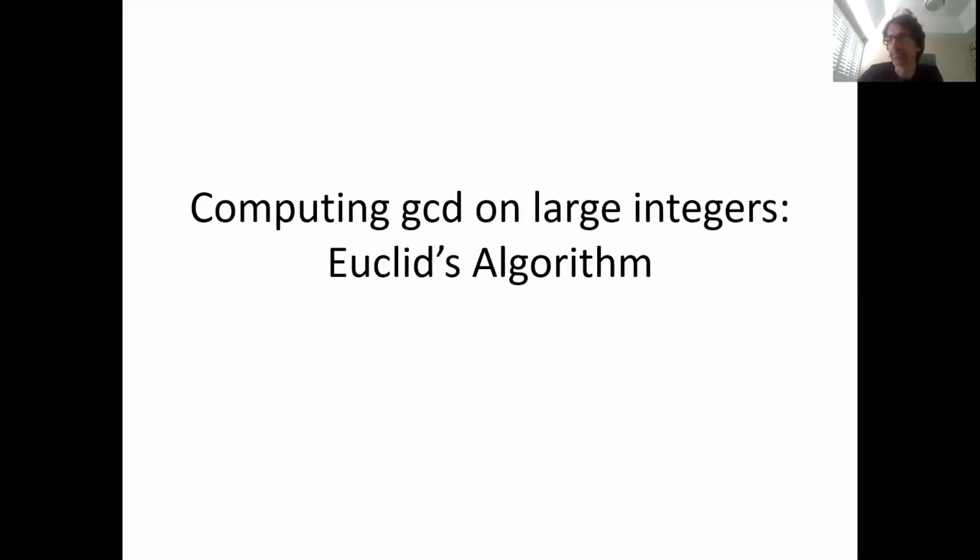Hope everyone is well, and we will continue with modular arithmetic. I forget right now, but I think it's section 9.5 or 9.6 or so.